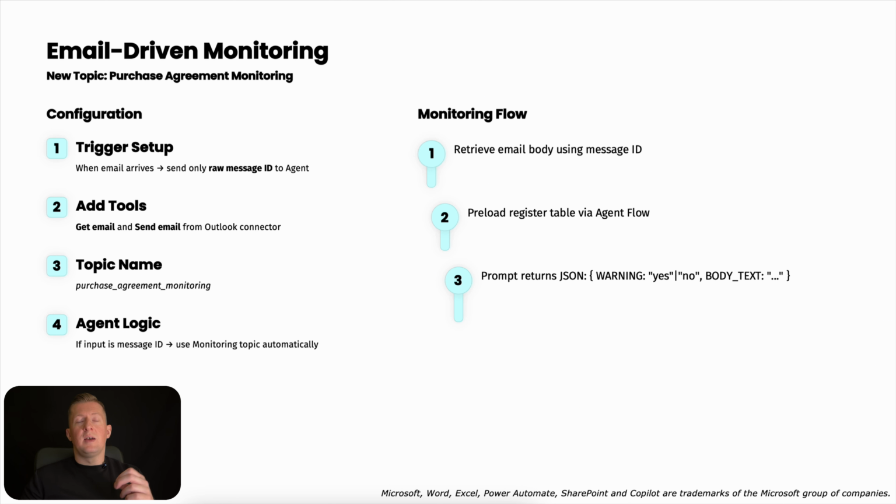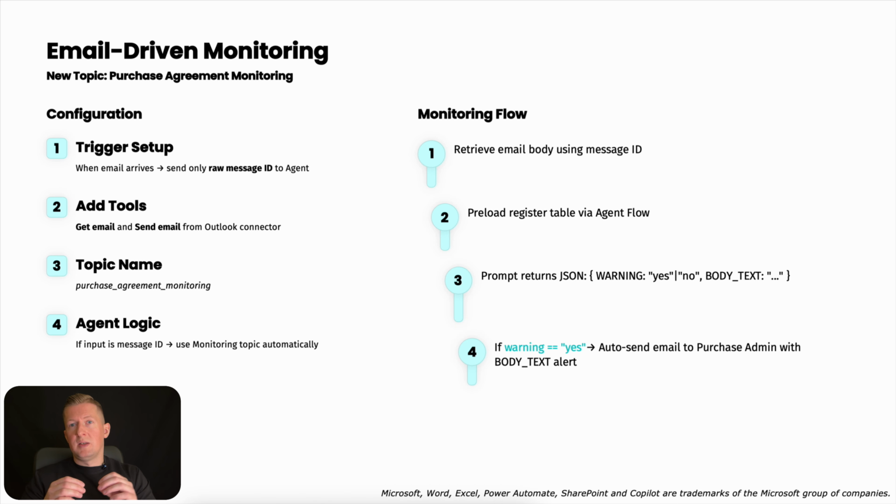We are then having a prompt action where we are creating a JSON file with 2 parameters, a warning, which can be yes or no, and the body text. And if a warning is yes, then with the help of the send email action, we are sending an email to the purchase admin or the purchase team that there is some kind of warning within the email body.